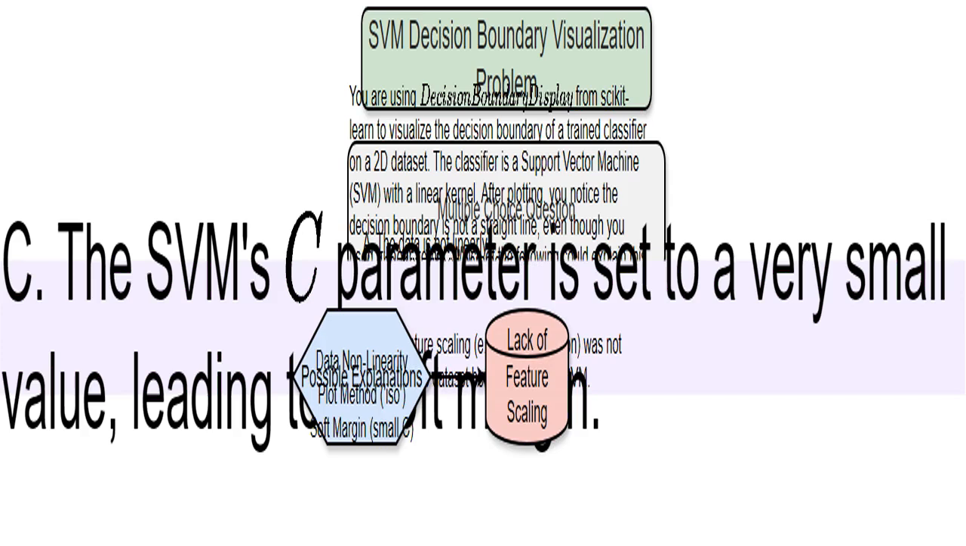The C parameter controls the margin softness in the SVM. A small C allows for a wider margin, possibly leading to a curved decision boundary even though a linear kernel is used. It's like the SVM is compromising to include more data points.